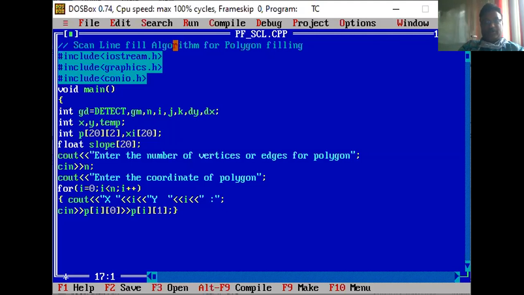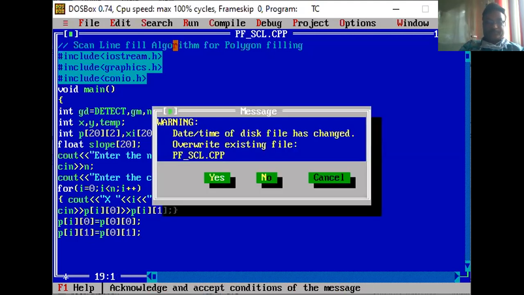Once you read it, then whatever your last point, you have to store it to the first point. Means P of n 0 is equal to P of 0 0, and P of n 1 is equal to P of 0 1. So that indicates my first point to the last point. Because of that, we have generated a closed figure. That I have to show again.